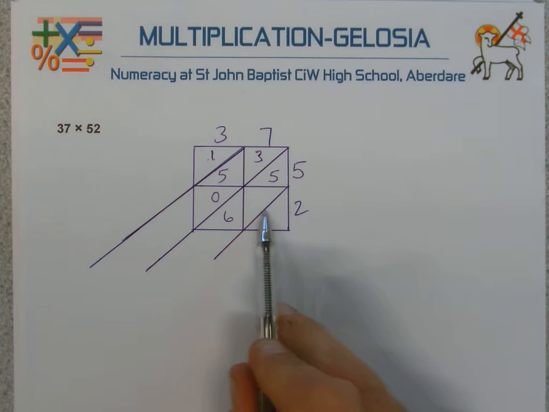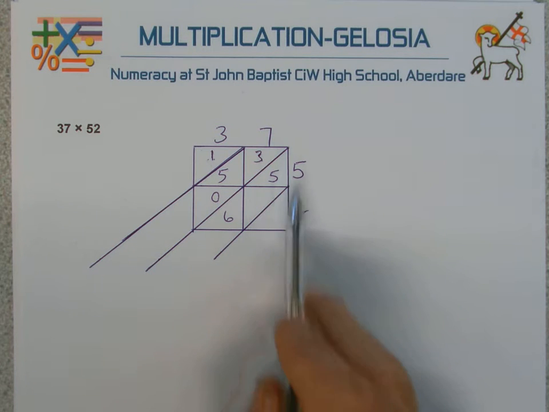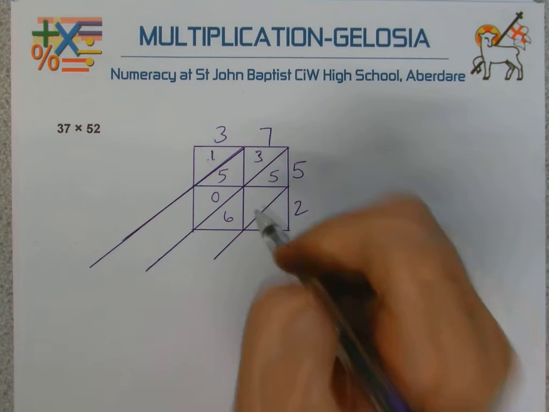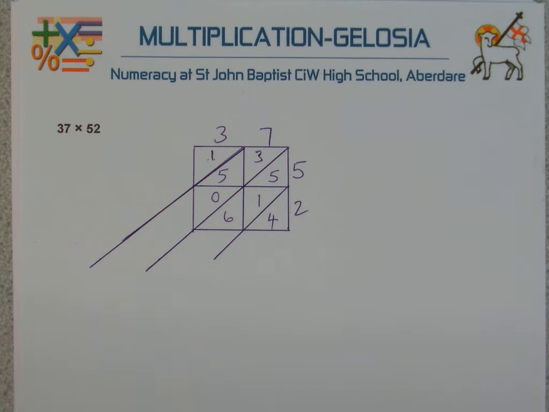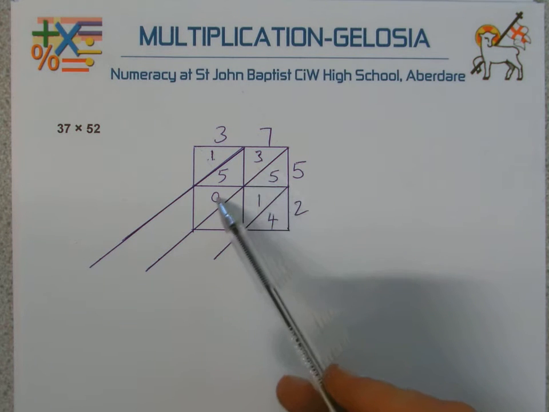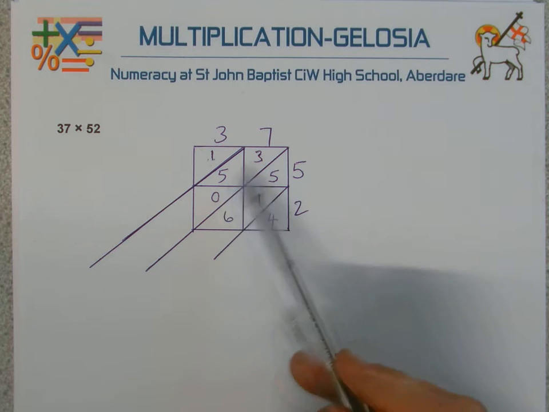And then the last box here, you look above, you've got a 7, to the right you've got a 2. 7 times 2 is 14. 14, you write the 1 there and the 4 here. Okay, so nice and simple multiplications there. And all you've got to do then to get the final answer is go along the diagonals. You're literally going to add the numbers along these diagonals. So you've got 3, 5 and 0. That adds up to 8.